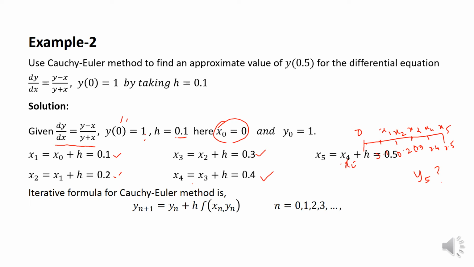Iterative formula for Cauchy-Euler method is y n plus 1 equal to y n plus h into f of x n, y n, where n ranges from 0, 1, 2, 3 and so on. Let us substitute the h value as well. For the differential equation here, we will get y n plus 1 equal to y n plus h, which is 0.1, times the differential equation y minus x by y plus x. I can write this as y n minus x n divided by y n plus x n, where n ranges from 0, 1, 2, 3 and so on.